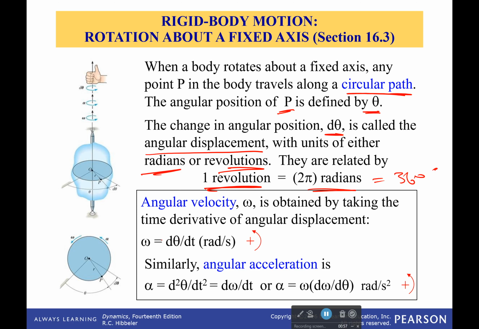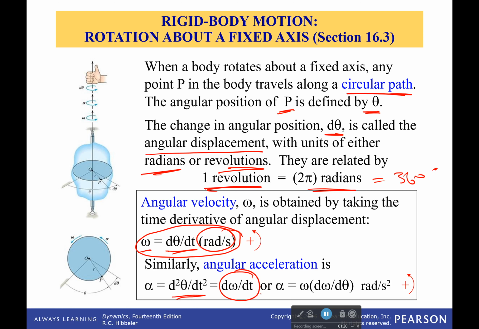So first, angular velocity. I take my derivative, and I get that angular velocity is simply d theta dt. How much is the angle changing with time? It's usually measured in radians per second. And then my second derivative, d squared theta dt squared, is how much my angular velocity is changing with time.